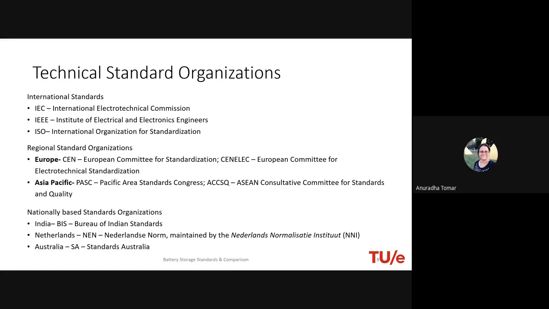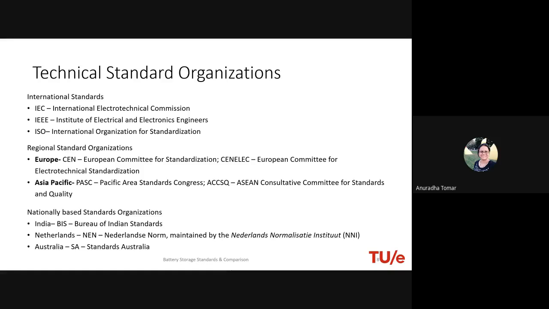I have just kept two examples here, but there is a long list. Another is, for the Asia Pacific region, there are regional standard organizations which focus not on an individual country but on the region, like the Asian region, like the Europe region. Then the third category falls under nationally based standard organizations.